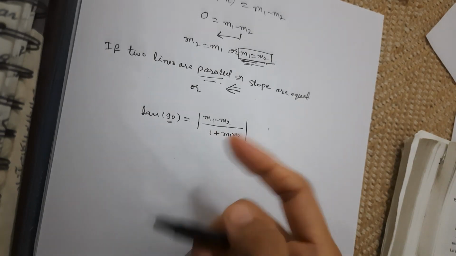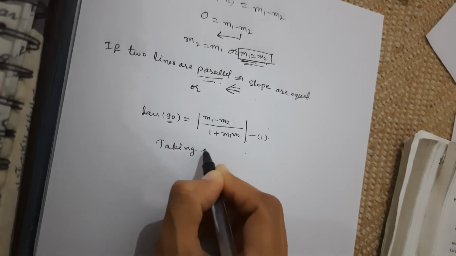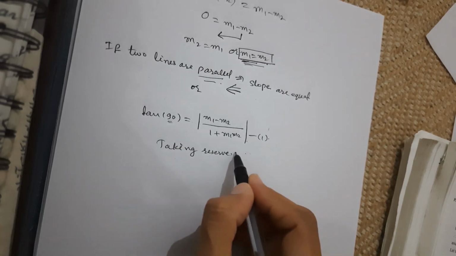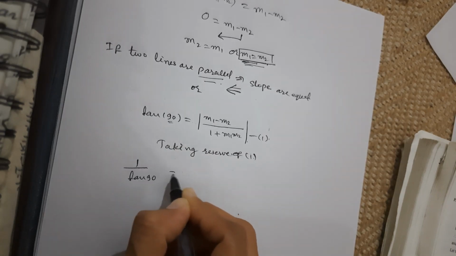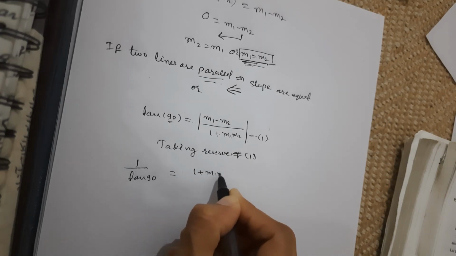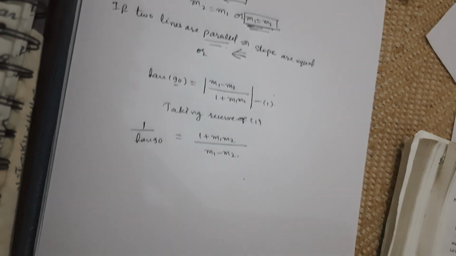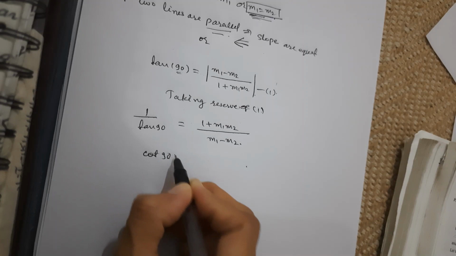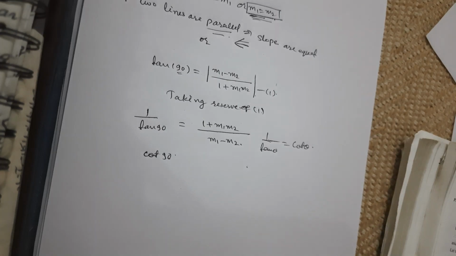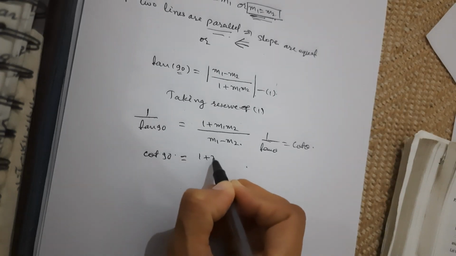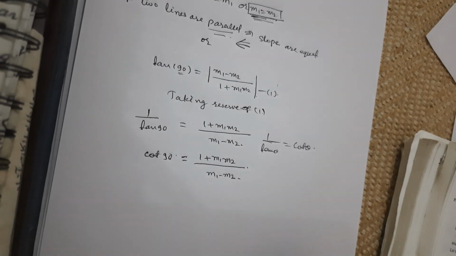So I am just taking the reverse of this equation. Suppose this is equation 1. Taking the reverse of 1, what will I get? 1 upon tan 90 equal to (1 plus m1 into m2) upon (m1 minus m2). 1 upon tan 90 becomes cot 90, because 1 upon tan theta equals cot theta. So cot 90 equals (1 plus m1 into m2) upon (m1 minus m2).